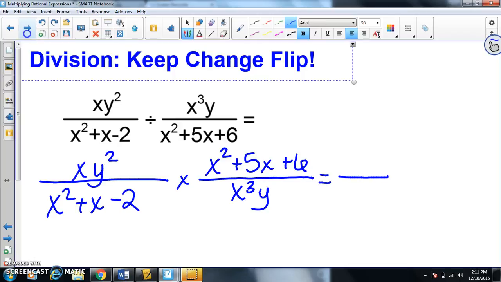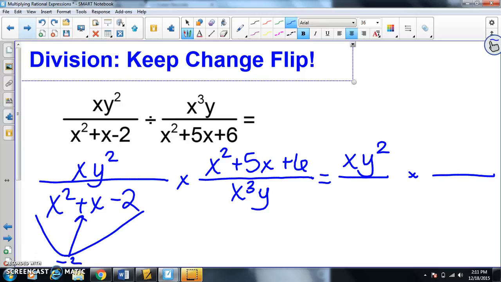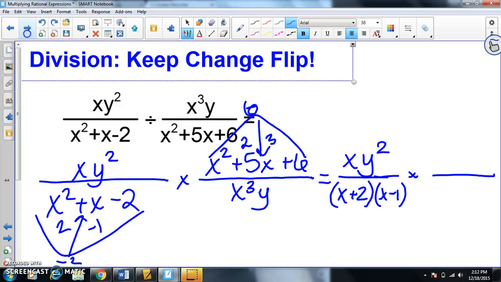So this is equal to xy squared, which is already factored. I need to find two numbers that multiply to -2 and add to 1. So I'm going to say 2 and -1. So my two factors are x plus 2, x minus 1. Then I need two numbers that multiply to 6 and add to 5, so I get 2 and 3. So now I have x plus 2 times x plus 3, x cubed y is already factored.